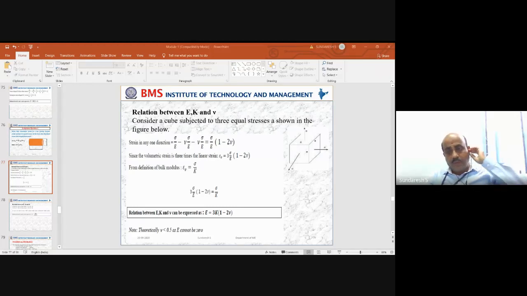You can ask before I proceed to the last concept in this module 1. If nobody has any doubts, I will move on to the last derivation, that is a relationship existing between E, G and K. We have established a relationship between E, G, nu. Now we established a relationship between E, K, nu. The last thing left out is the relationship existing between E, G and K. So how can we get it?